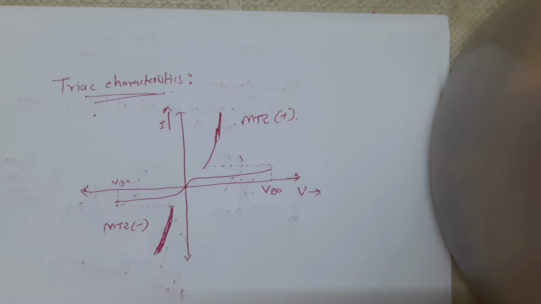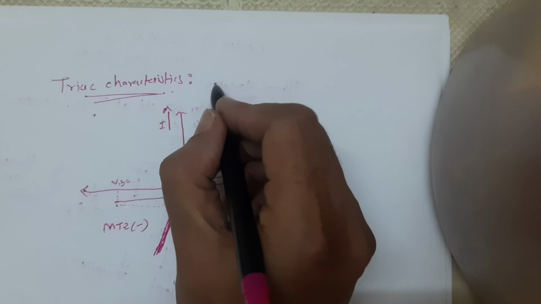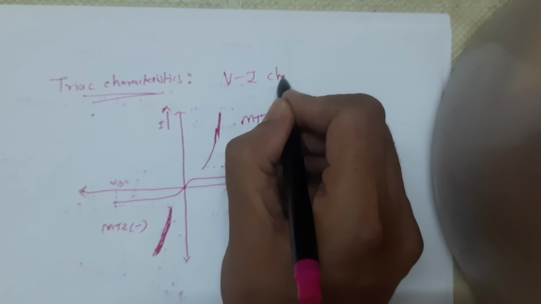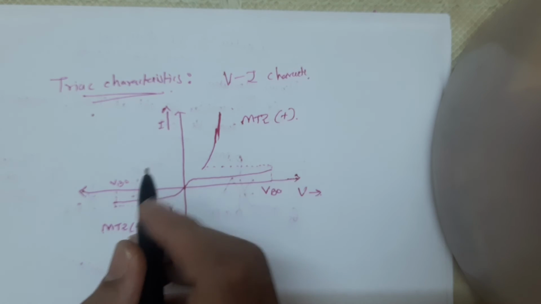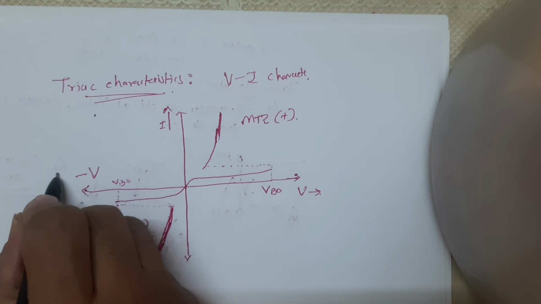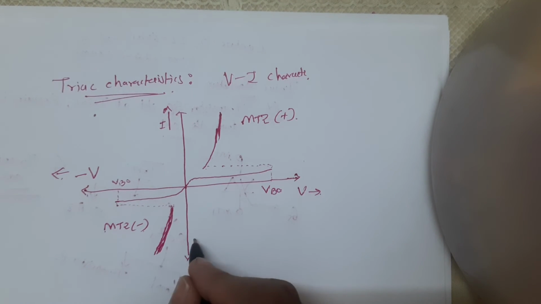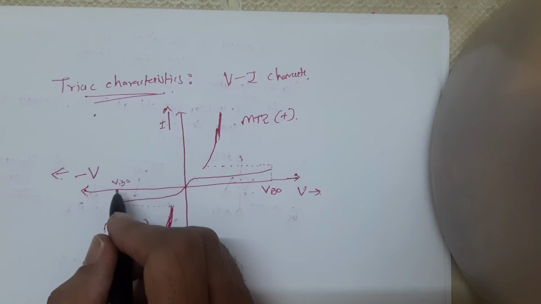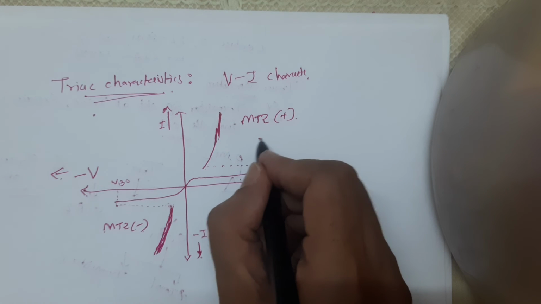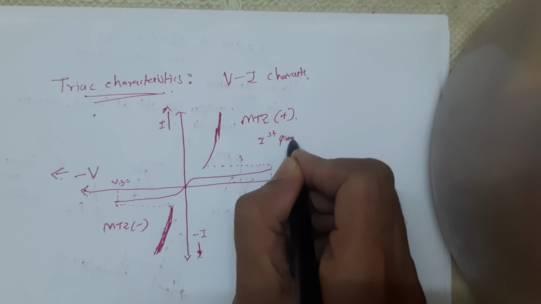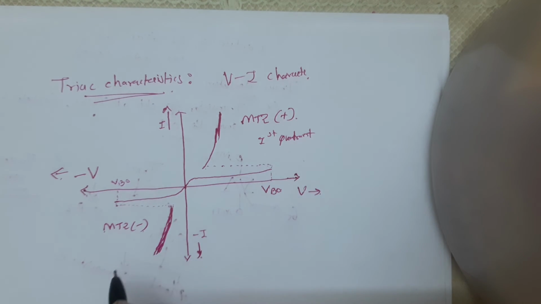This figure shows the V-I characteristics. This is your minus V. This is your minus I. This is your VBO, breakover voltage. This is known as the first quadrant. This is known as the second quadrant.